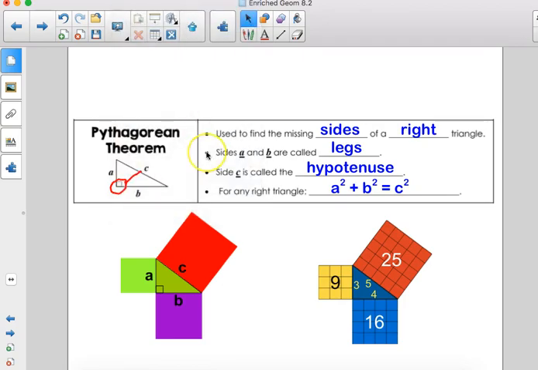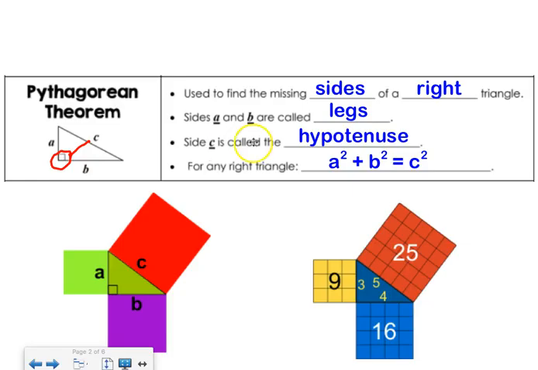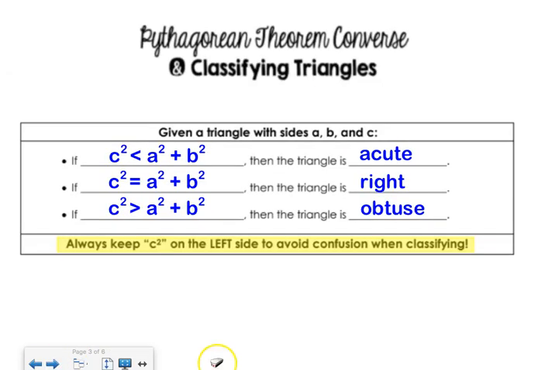Full screen. Okay, so we're going to use versions of the Pythagorean theorem to decide what kind of triangle we have. So what do I mean by that? You're going to start with your biggest side first, your C squared. If C squared is less than your A squared plus B squared, then it's an acute triangle. If your C squared equals your A squared plus B squared, we already know it's a right triangle because that's the Pythagorean theorem. And lastly, if C squared is greater than A squared plus B squared, it's obtuse.